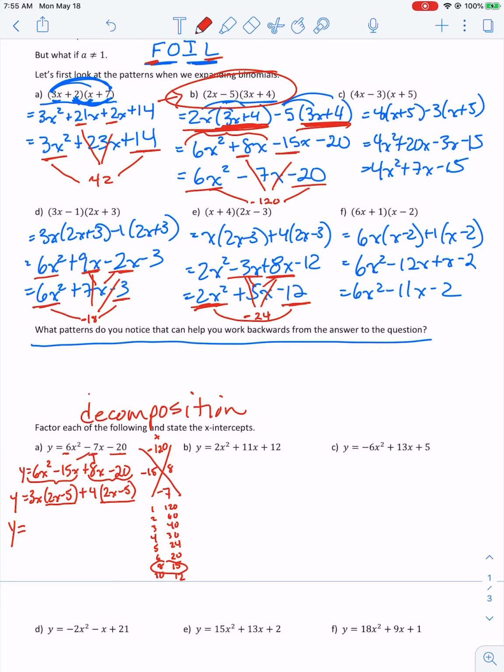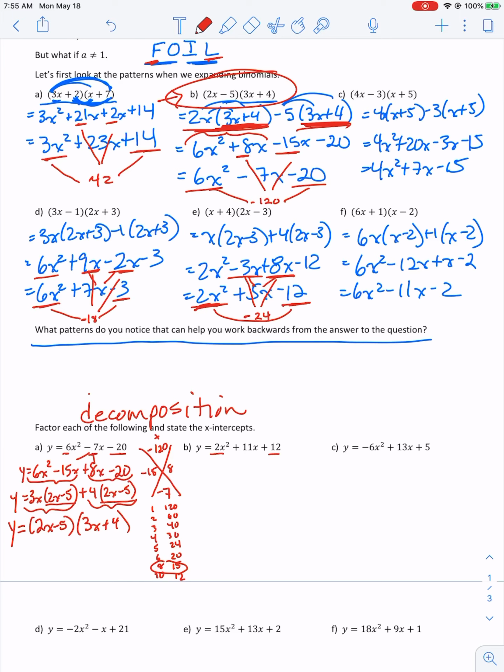So common factoring this part and this part, they each have a 2x minus 5 in common. And then when you factor that out, you get a 3x plus 4. And you're done. Okay, so let's try another one.